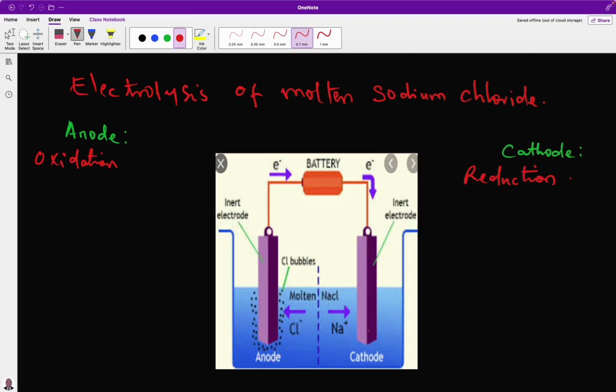So at the cathode, what happens? At the cathode, the sodium ion is deposited, and at the anode, there is the chloride ion. So what happens at the anode? The chloride ion will undergo oxidation, loss of electrons. So the chloride ion will lose electrons.